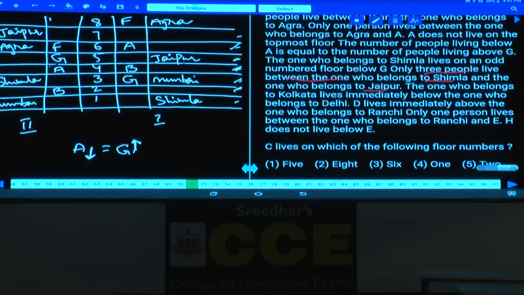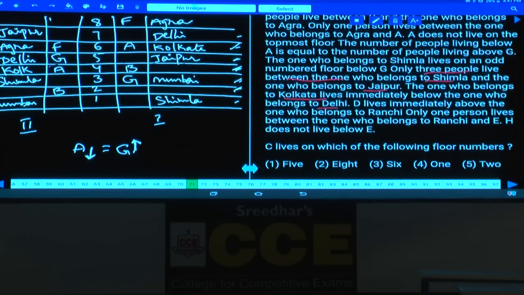The one who belongs to Kolkata lives immediately below the one who belongs to Delhi. In case 1, the person belongs to Kolkata must be on the 6th floor, and the person belongs to Delhi must be on the 7th floor. These 2 persons must be immediately adjacent to each other. In the second case, the person belongs to Kolkata must be on floor number 4, and Delhi must be on floor number 5.